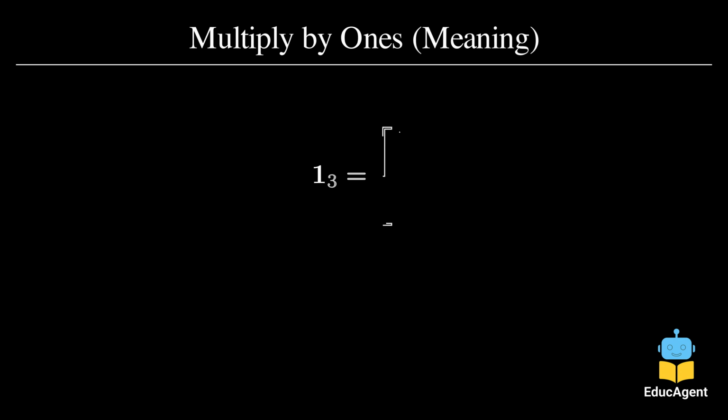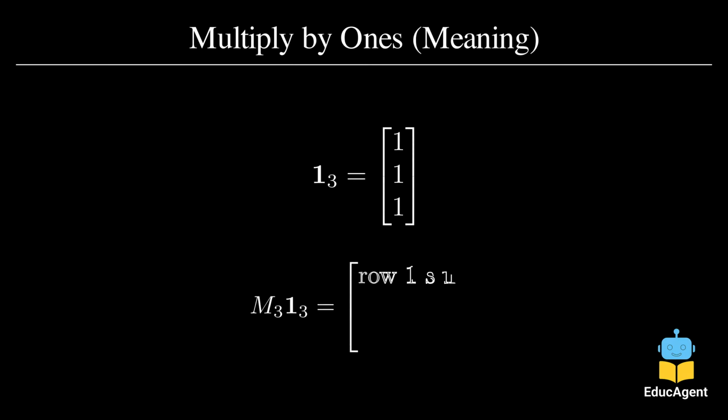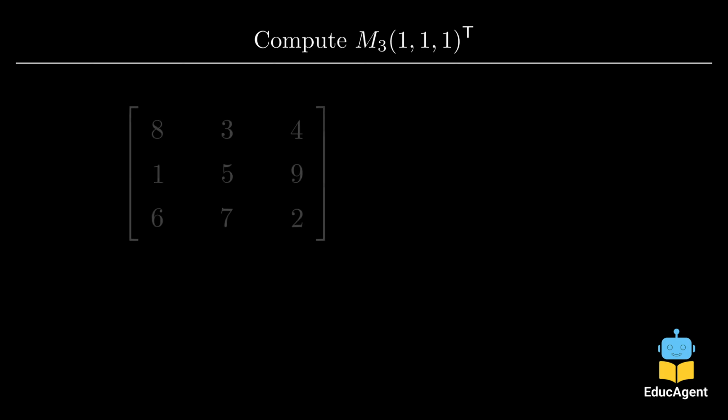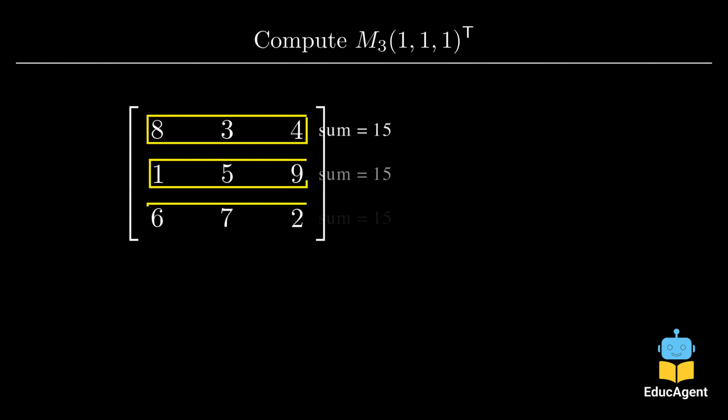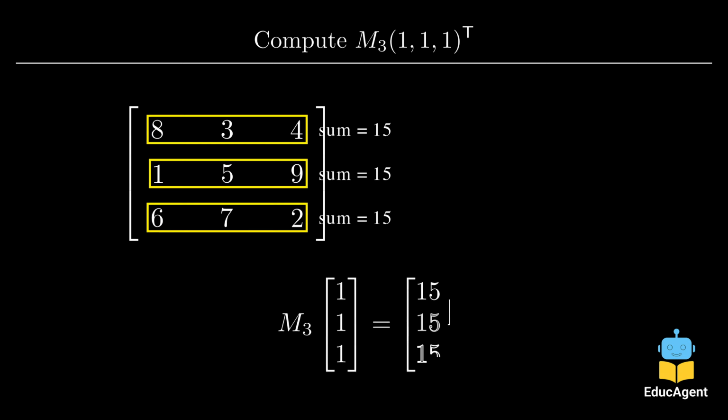Now we multiply by the all ones vector. Matrix vector multiplication here has a clean interpretation. Each output entry is the dot product of a row with 1, 1, 1, which just adds that row's entries. Because every row sum is 15, every dot product with 1, 1, 1 becomes 15. So, the result is a vector where every component is 15.